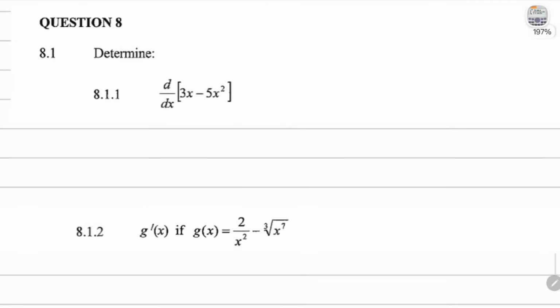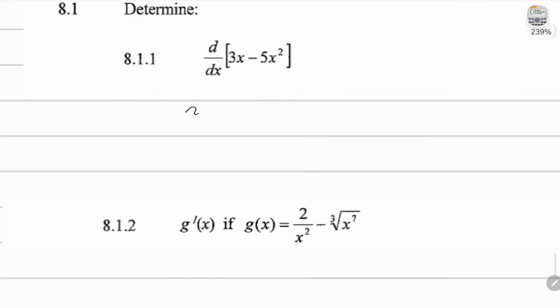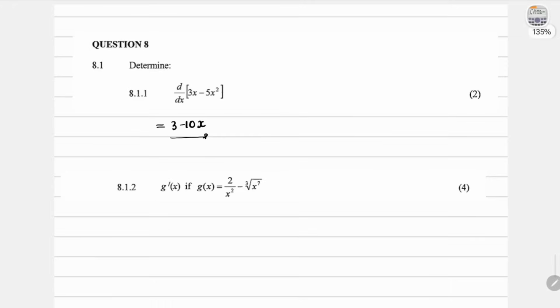Question 8.1.1, we have to derive this. Now, do you see what is inside here doesn't really need to be prepared to be derived. We don't have any x in the denominator or any surds, so we can straight away start deriving. So this is equal to, remember it's coefficient times exponent, so that's 3x. And what happens to this x is it has an exponent of 1, but you subtract 1 from the exponent, leaving you with a 0. Anything to the power of 0 is 1, and 3 times 1 just stays 3. Same thing happens here. So we have negative 10x, and of course we have an exponent of 1 left, but we don't have to rewrite it. So this is our answer.